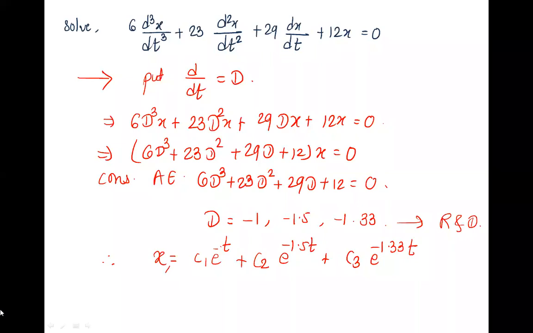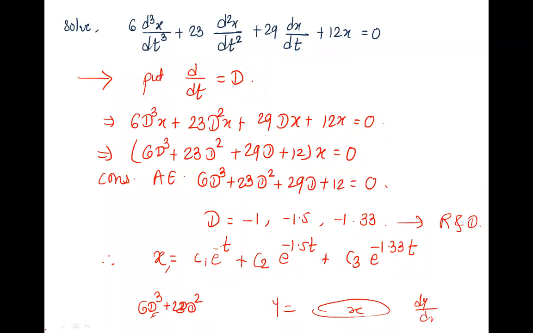Okay, here we are thinking for the variables x and t. But if the question is given as 6D cube plus 23D square and so on, you need not think for the variable. It is so obvious that it is y and x, if it is given in capital D. But if the variables are given, you need to think. D is generally dy by dx like this. It is so obvious if it is given in capital D.